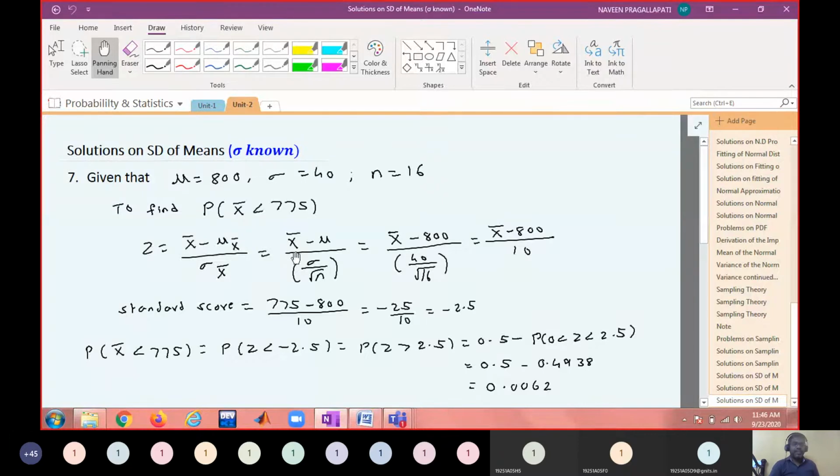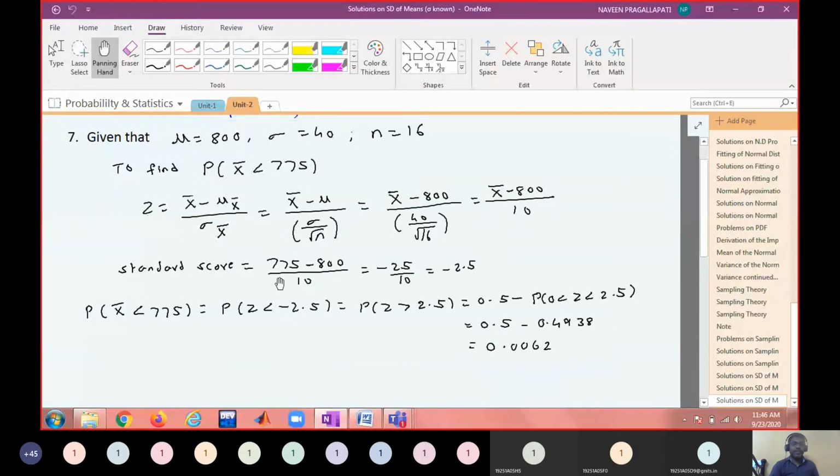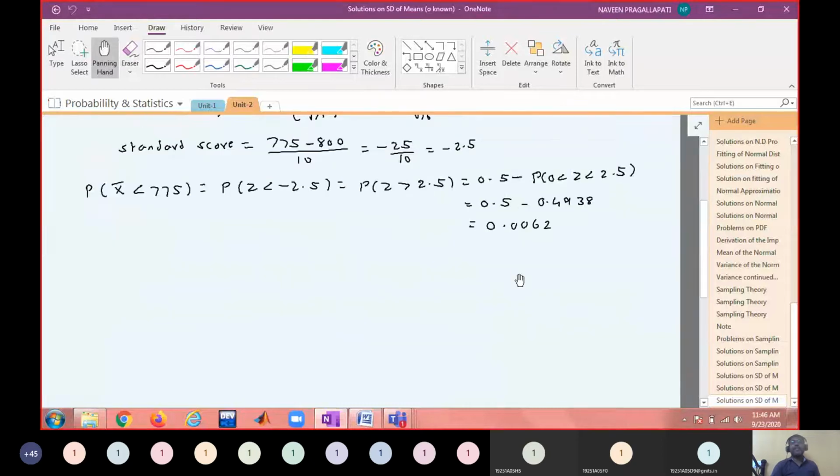So this is the standardized variable: x bar minus mu by sigma by root n. Mu is 800, sigma is 40, n is 16, root 16 is 4. So 40 by 4 is 10. Corresponding to 775, you compute the standard score, which is minus 2.5. So z less than minus 2.5 is the same as z greater than 2.5. Right tail is 0.5 minus the probability from 0 to 2.5, and again you get 0.0062.